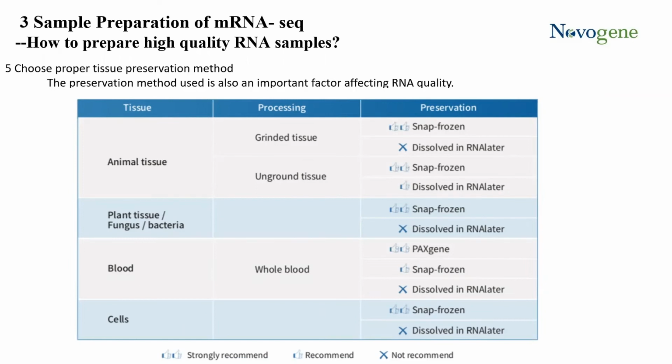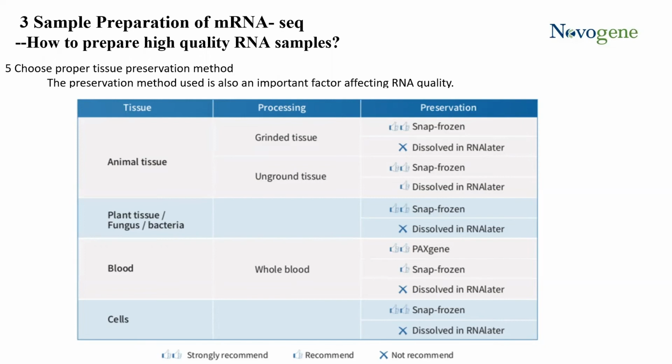Also, choosing the proper tissue preservation is very important. The preservation method used is an important factor affecting the RNA quality. So here is the list that we are showing you, the different tissue samples and the processing type and the preservation that we highly recommend, strongly recommend and do not recommend. For animal tissues, if you prefer ground tissue, we highly recommend you snap freeze them, and we do not recommend dissolving in RNAlater.